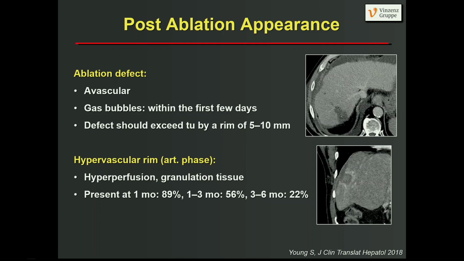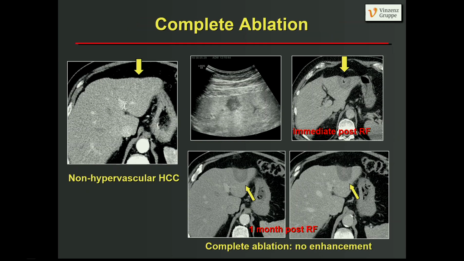And even after 6 months, 22% of these patients still had some hypervascular rim. But look, this rim should be quite regular and should not show any nodular thickening. Here you have a patient with a complete ablation.